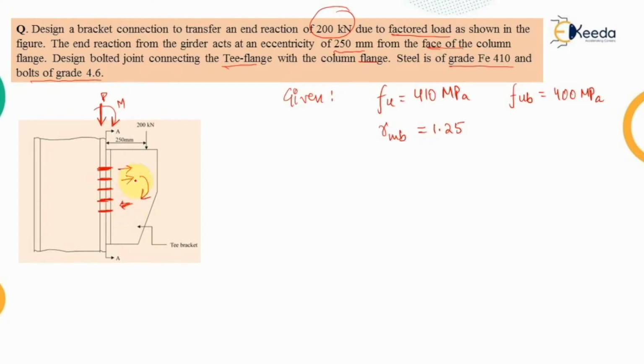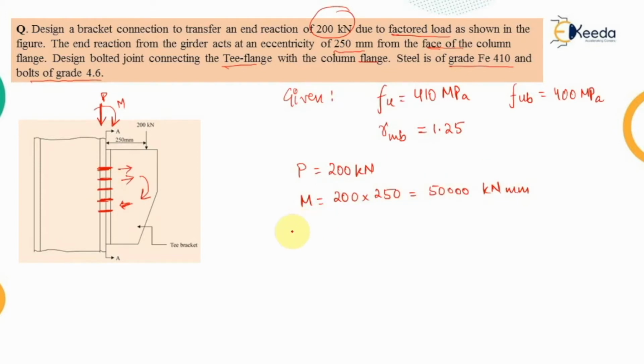while in the bottom portion it will be subjected to compression, because this is the direction of the moment. Now the shear force acting on it will be equal to 200 kilonewton, while the moment acting here will be 200 into 250, that is 50 with 3 zeros to follow, in kilonewton millimeter. This will be the amount of moment subjected at the connection.